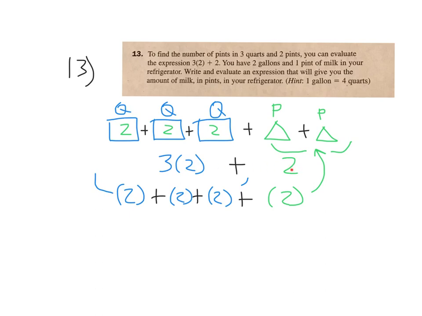This last 2 represents the last 2 pints. This is 3 times 2, meaning 3 quarts. So it's going to be 3 times 2 pints. 2 pints, 2 pints, 2 pints.